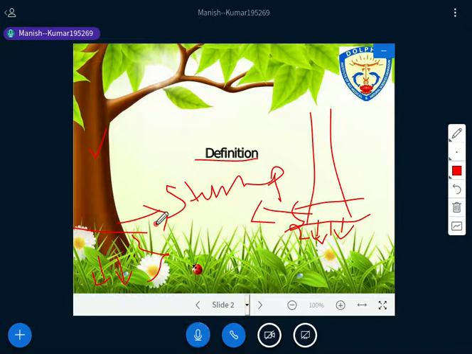I hope you all understand what a stump is. Most of you have already studied it several times. We have discussed this term stump, but still it is in context. I have explained what a stump is first, so I hope you have all understood.